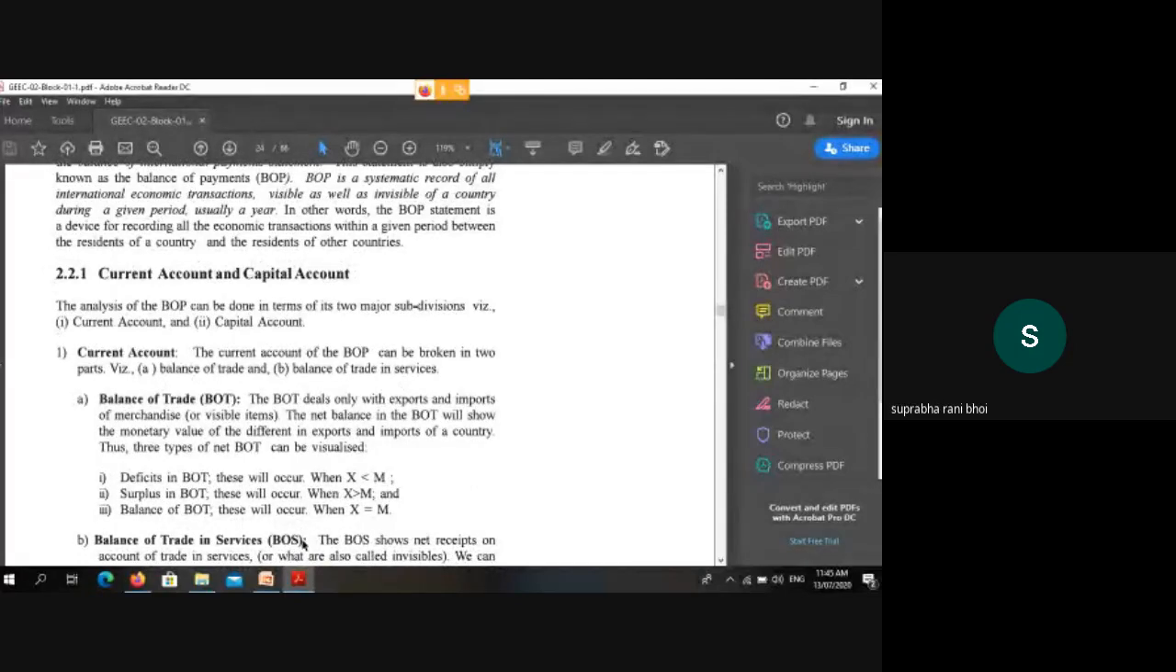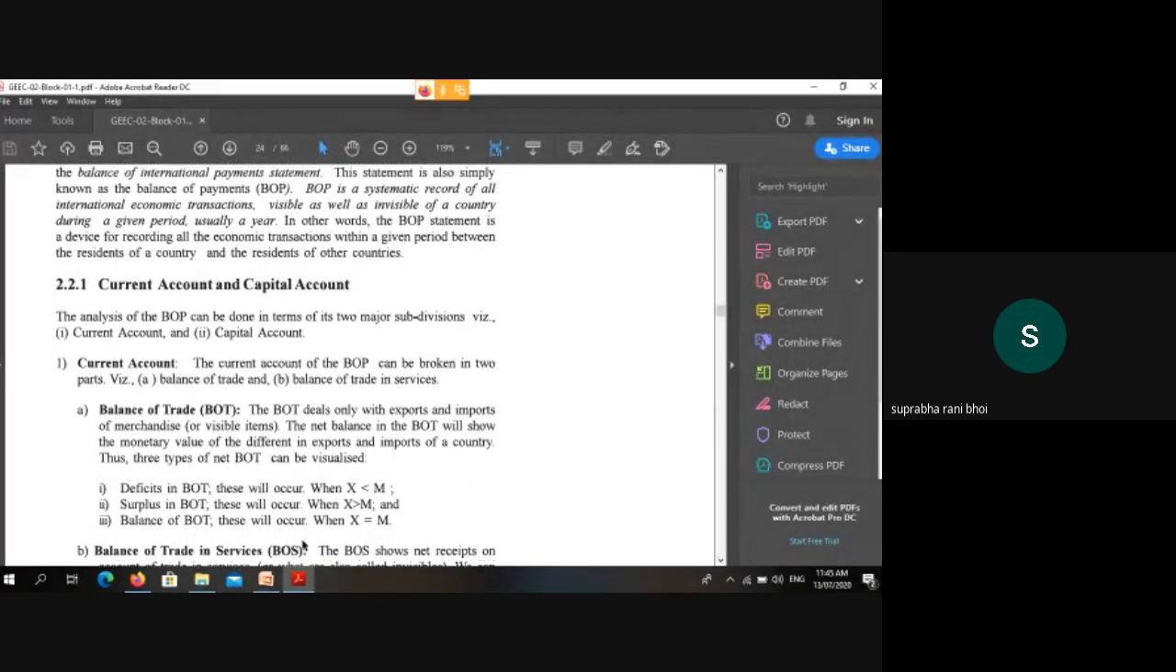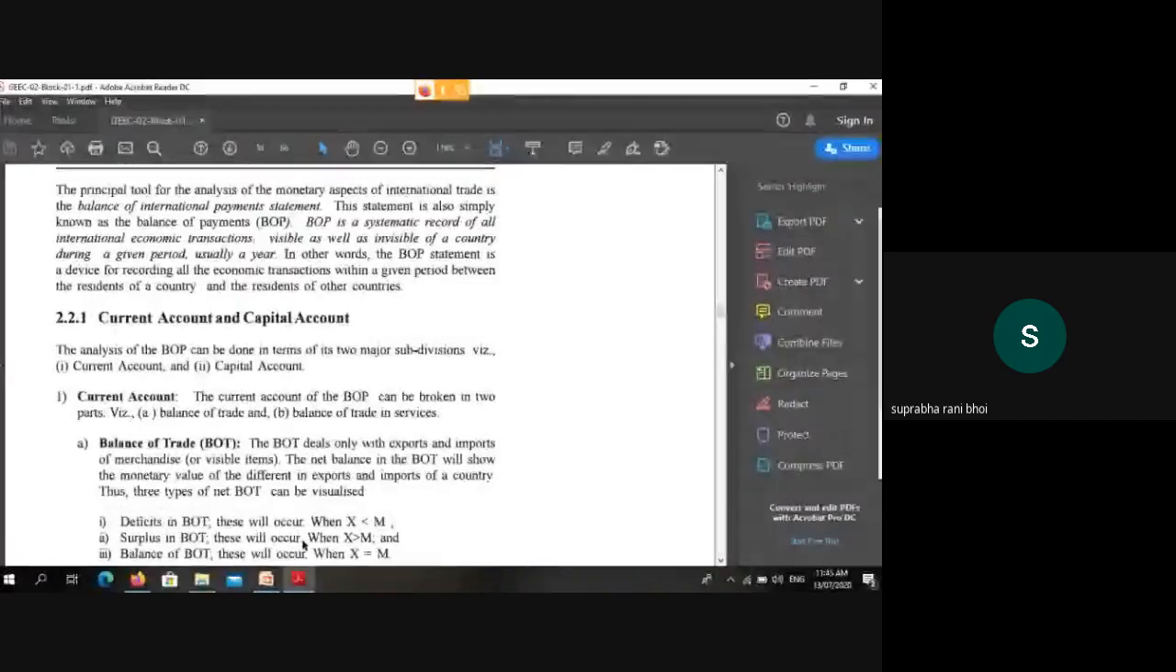Current account refers to all the goods and services, which are visible in nature, all the goods and services, including visible and invisible. Dear learner, listen carefully. First, I will explain balance of payment.